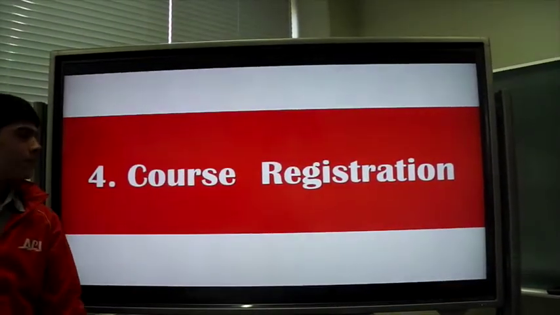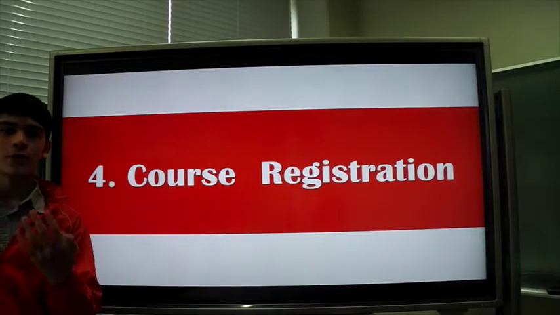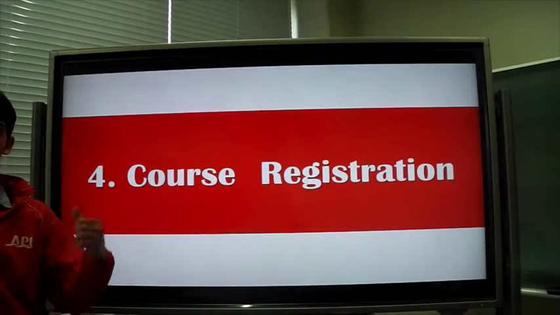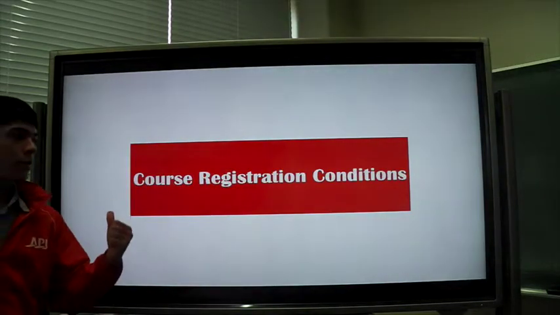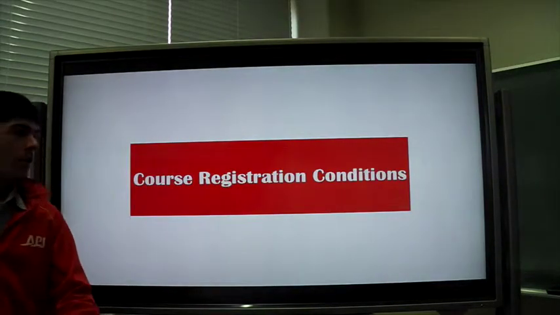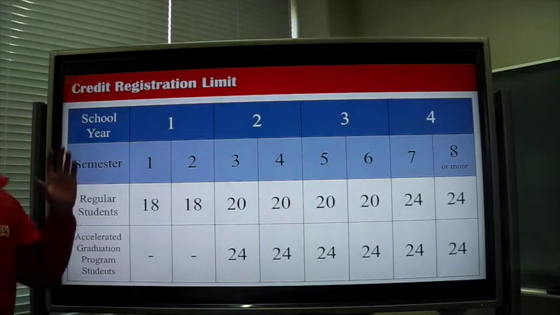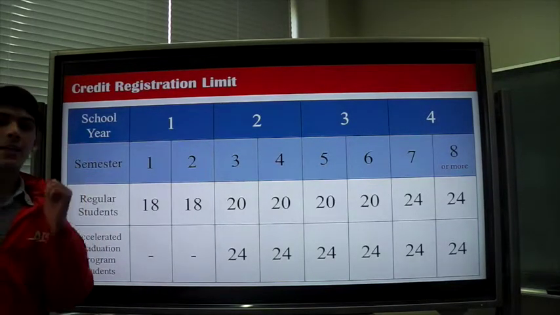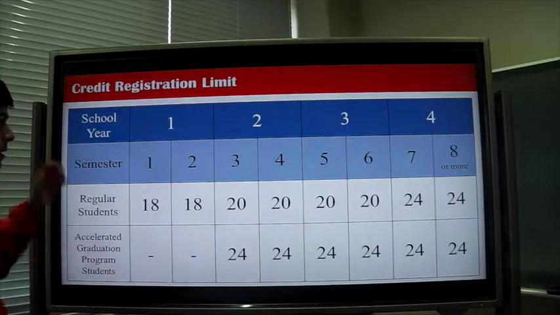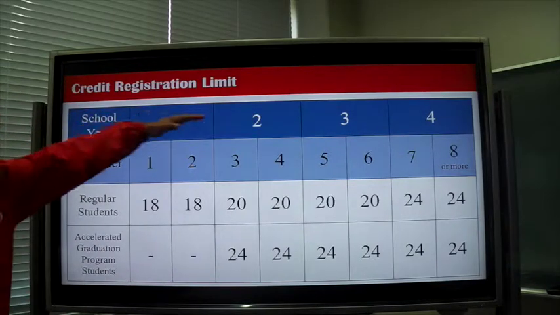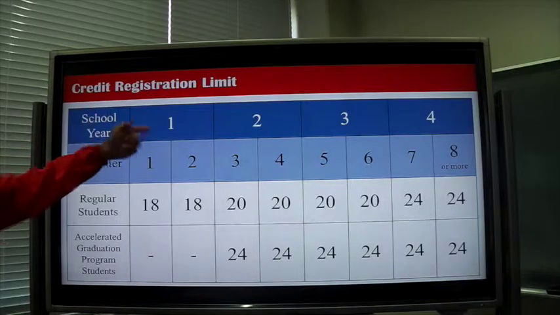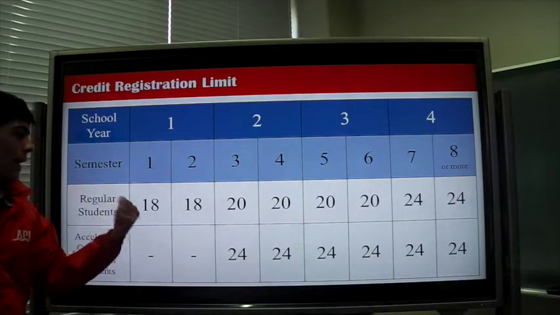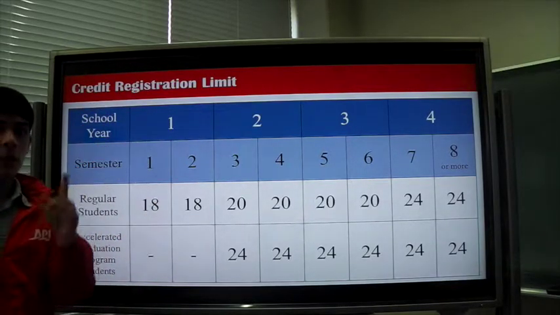Okay, now we come to the fourth part of our presentation, which is about course registration. At first, I'm going to explain the course registration conditions. Here is the course credit registration limit, which depends on the school year and semester. For first year students, it means first year and second semester, you can take only 18 credits maximum in one semester.